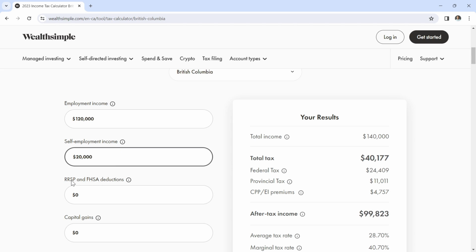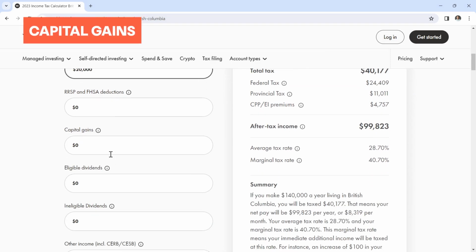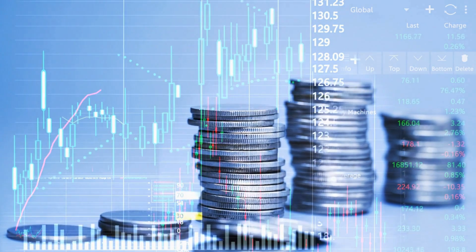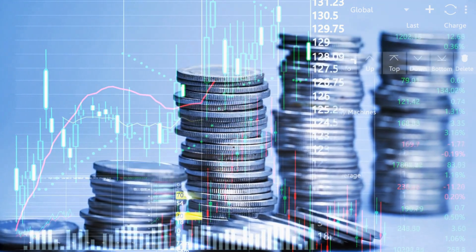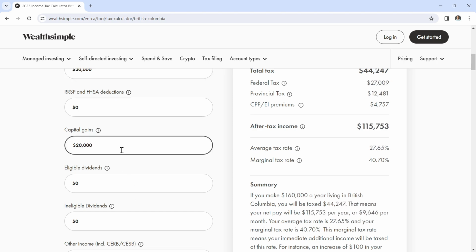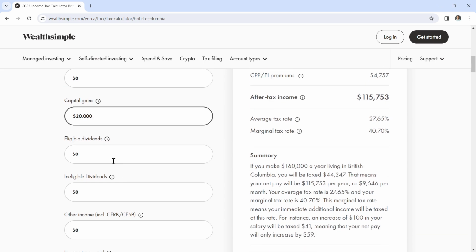After that, we're actually going to skip the RRSP and FHSA deductions section, and we're going to bump down to capital gains, eligible dividends, and ineligible dividends. Capital gains are just gains you've made on the sale of investments, and those are calculated as total proceeds of the sale minus the cost of the investment. The cost can include fees like broker fees or investment advisor fees, things like that potentially. Again, in this case, I will just pretend that I had $20,000 of capital gains. That would be sweet, but I didn't. But I'm entering it for this fictional example.